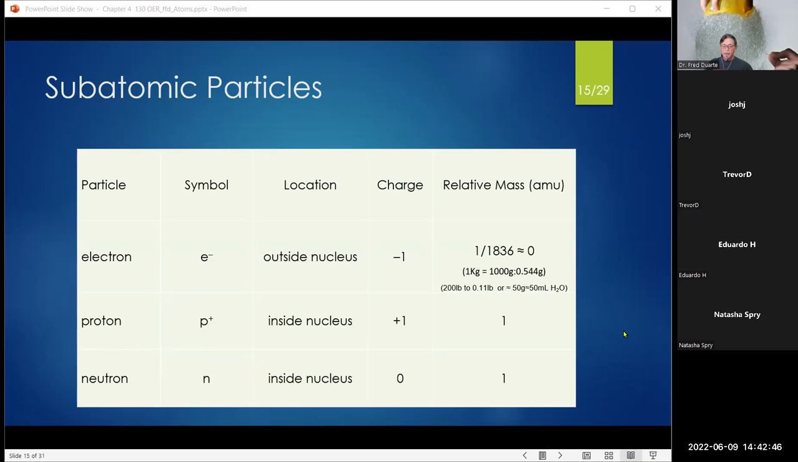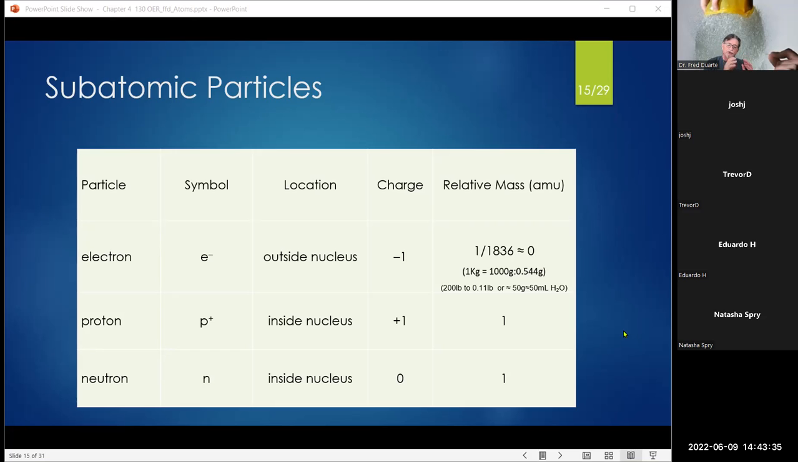So we have a table here that tells us information about the electron, the proton, and the neutron. All right, so we have a symbol for electron, which is a lowercase e with a superscript hyphen, which represents the negative charge. Okay, proton has a lowercase p with a superscript positive because of its positive charge, and then lowercase n for the neutron. As for location, the electron is outside the nucleus, whereas the nucleus is made up of the proton and the neutron. Okay, there are their respective charges, and then the relative mass.